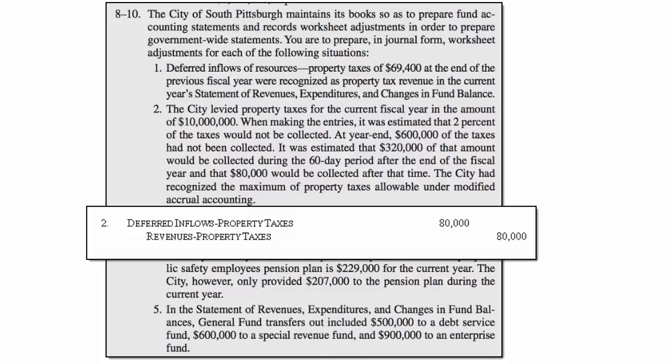Okay, and now you see the entry that's required to handle number 2. It would include a debit to deferred inflows - property taxes in the amount of $80,000 and a credit to revenues - property taxes in that same amount. So we're recognizing the $80,000 beyond the 60-day period.